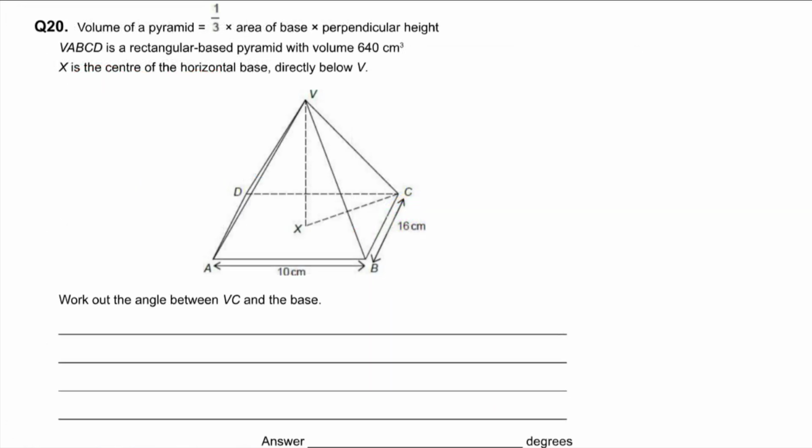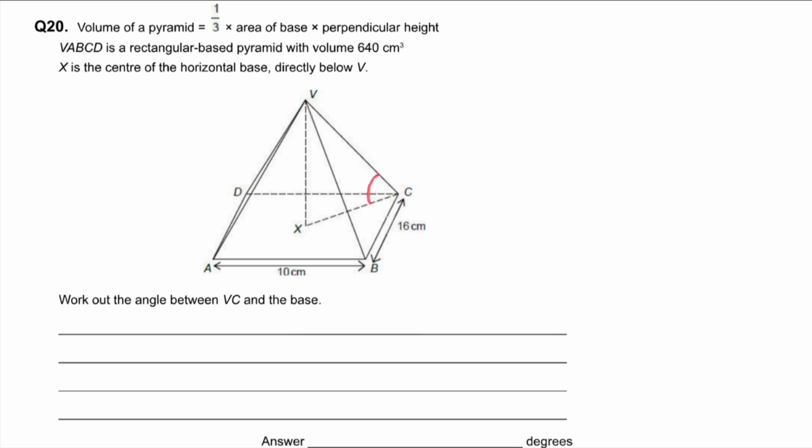Right, job done. Question 20, the volume of a pyramid is 1/3 of its area of its base times its perpendicular height. VABCD is a rectangular based pyramid with volume 640 centimeters cubed. X is the center of the horizontal base directly below V. Okay, work out the angle between VC and the base. So the angle between VC and the base, we're talking about that angle there, aren't we? Okay, between that edge VC and the line XC. That's the angle that we're looking for.